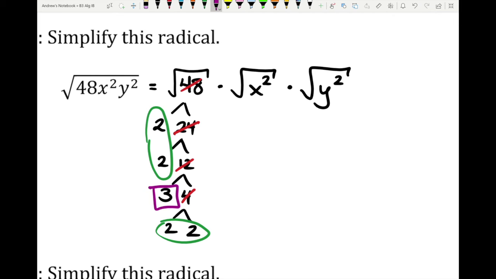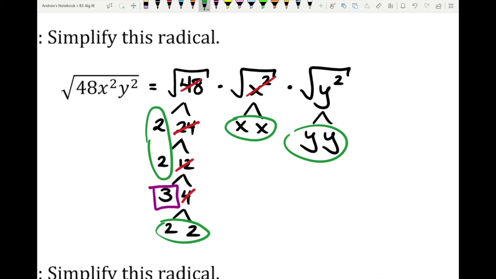What I want to do first is deal with the variables. The variables are pretty similar to what we were just doing. If I think about what multiplies to give me x squared, it's just x times x. So I can break that up into a pair of x's. I can't break those up anymore, but that's fine because we have a pair of x's that we could take, so we can take out an x. Same deal for the y's. If I had y squared, that's y times y. That's a pair of y's. Seems good enough to me.